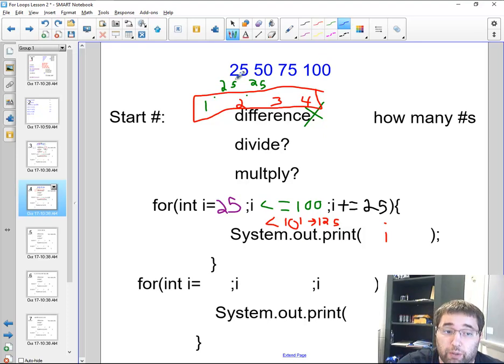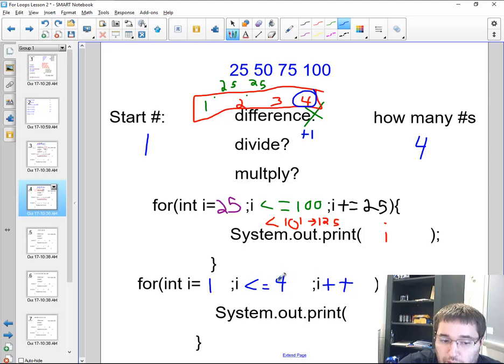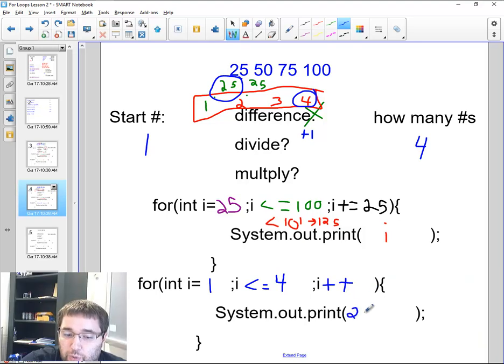What's my starting number? 1. What's the difference? Plus 1. How many numbers? So my int i equals 1. i increases by 1, plus plus. What's my maximum number? Less than or equal to 4. Now, here comes the fun part. What I'm outputting is, I'm always multiplying by 25. What am I multiplying by 25 though? It's not 1, 2, 3, 4, it is i. So 25 times i. This way is required to know.